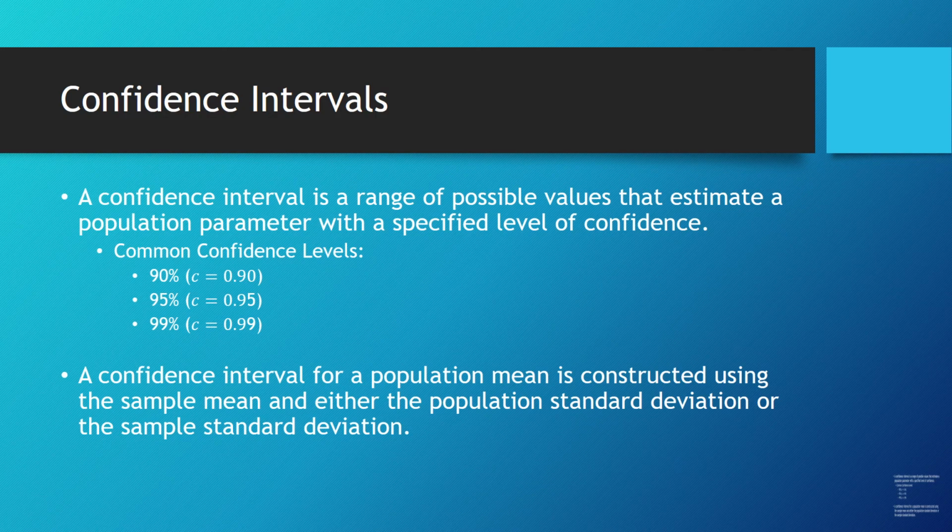Okay, so the way that we construct a confidence interval for a population mean is we use the point estimate, which here would be the sample mean, and then we are either going to use the population standard deviation if we know it. That is sort of the ideal situation. But in real life, you often don't know the population standard deviation, and so we're going to look at how we can make some small changes to our confidence interval and use the sample standard deviation instead.